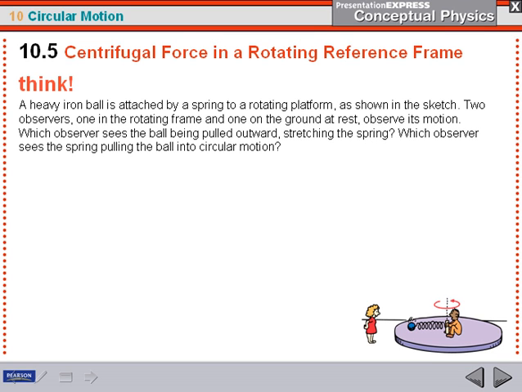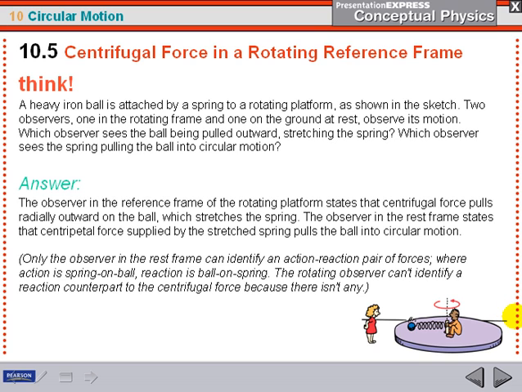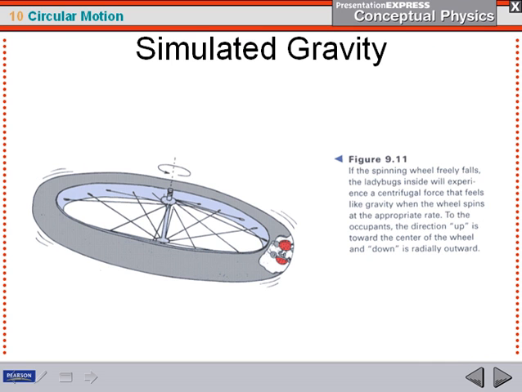So a heavy iron ball is attached to a spring on a rotating platform as shown in the sketch. Two observers, one in the rotating frame, which would be this boy right here, and one on the ground at rest, observe its motion. Which observer sees the ball being pulled outward, stretching the spring? Which observer sees the spring pulling the ball into a circular motion? Well, the answer is that the one who's in the rotating frame sees that a force is stretching the spring, and the one that's outside of it will see that the ball is being moved in circular motion.